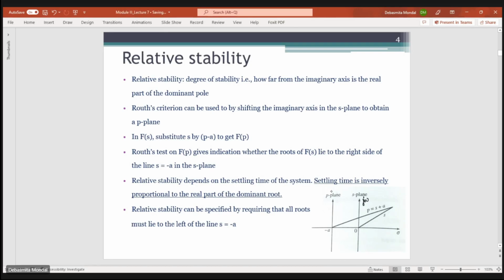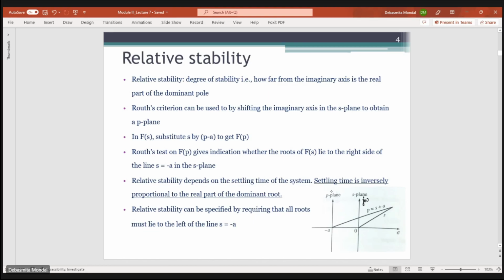Okay, so now for analyzing the relative stability, what we'll do is move the imaginary axis of the S-plane, shift it by an amount, let's say some value a, and form another plane, which is known as, let's say, a p-plane. The mapping of this p-plane with the S-plane is given by: if you have an equation F(s), and you substitute s by p minus a, you will get F(p).